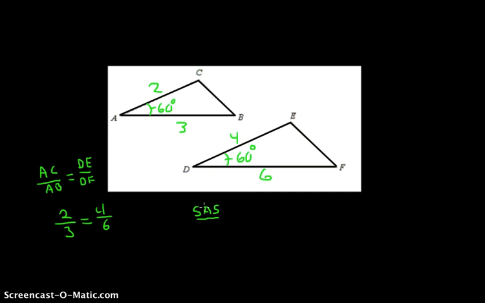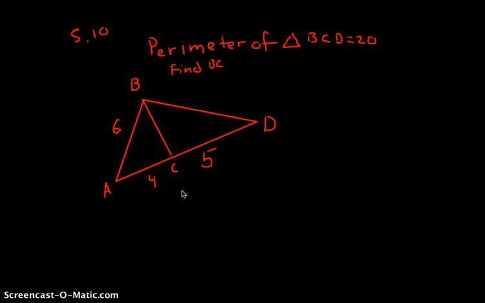So that's how you would use it, and now I'm going to show you how to use it in a problem, and I'm going to go over problem 5.10 that's in your book. Now I have 5.10 drawn up here, and it gives you AC 4, CD 5, and AB 6. And in this shape right here, it wants you to find what BC is. So they want you to find what this length is right there. And it says that the perimeter of triangle BCD is equal to 20.